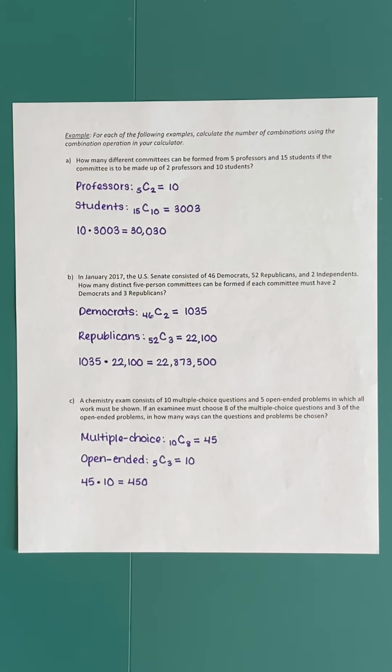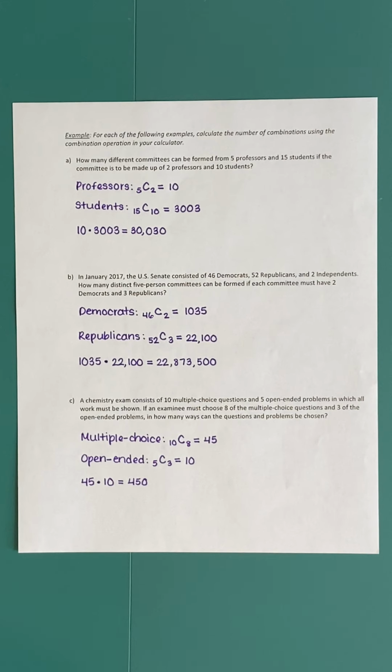Okay, last one. A chemistry exam consists of 10 multiple choice questions and 5 open-ended problems in which all work must be shown. If an examinee must choose 8 of the multiple choice questions and 3 of the open-ended problems, in how many ways can the questions and problems be chosen? Okay, now notice, don't focus on the fact that it's multiple choice and you have a certain number of multiple choice options. Notice we don't know anything about how many multiple choice options there are. All we're doing is choosing a selection of problems to answer.